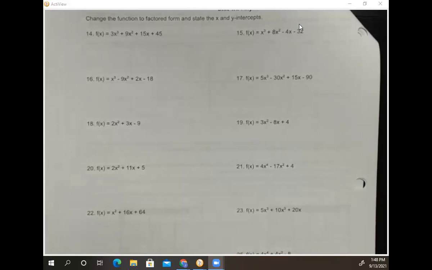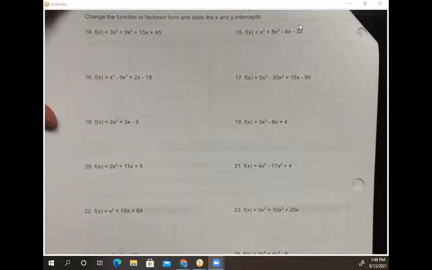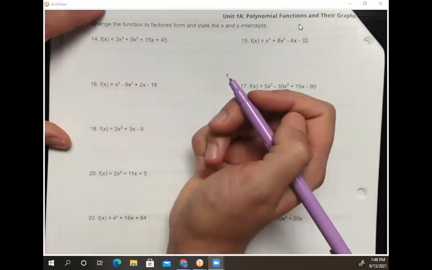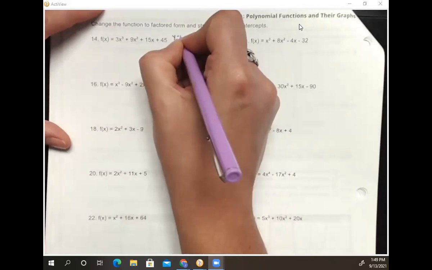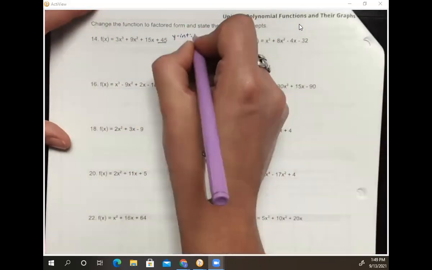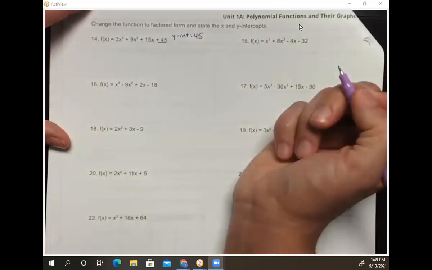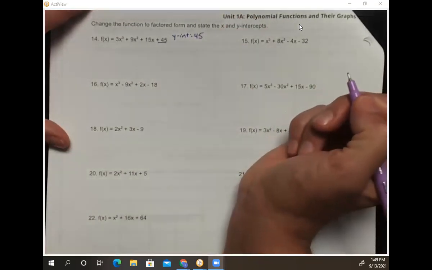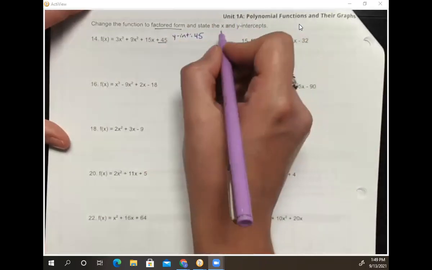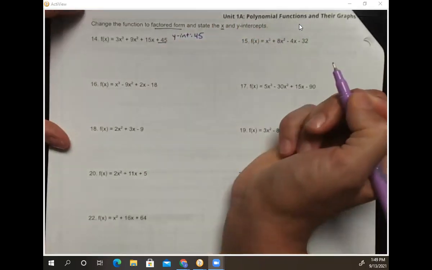So to start, it says we want to change the function to factored form and state the x and y intercepts. So since we have standard form here, I can identify the y-intercept pretty easily. My y-intercept, remember, is that constant term in standard form. So in this case, my y-intercept is 45. From here, I want to change my function to factored form so that I can find my x-intercepts.